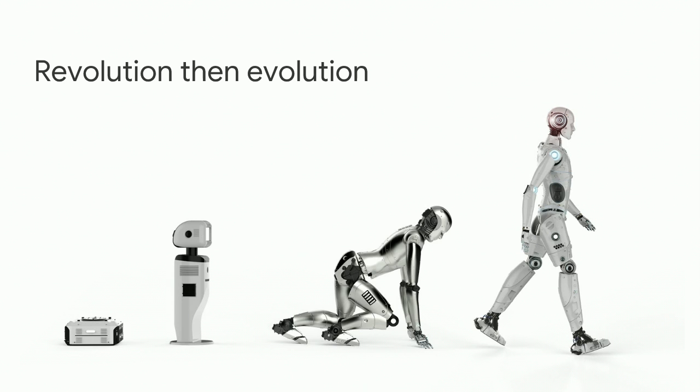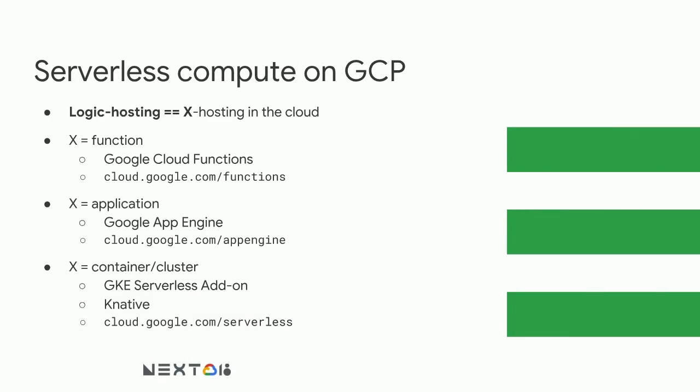All right, well, that's enough history. Let's take a look at some serverless solutions, starting with GCP. And I'll hand it off to Ace to tell you a little bit more about that. So the core idea here is that serverless compute on GCP can be thought of as logic hosting. So basically, X hosting in the cloud for whatever your X is. Now, if your X is a function, you're going to use something like Google Cloud Functions. If your X is an entire app, you're going to want to use App Engine. And if you're trying to host a container or a cluster of containers in the cloud, you're going to want to use either GKE Serverless or Knative.